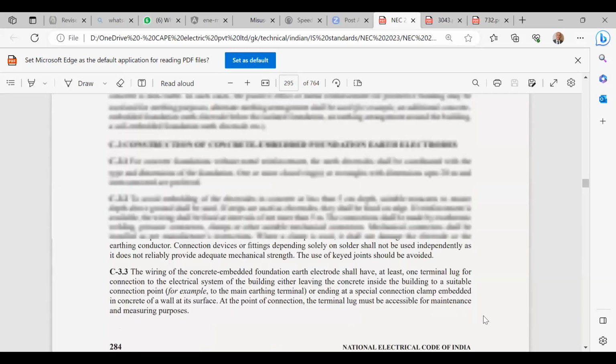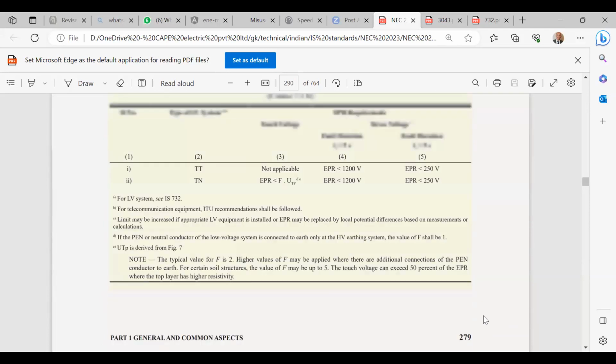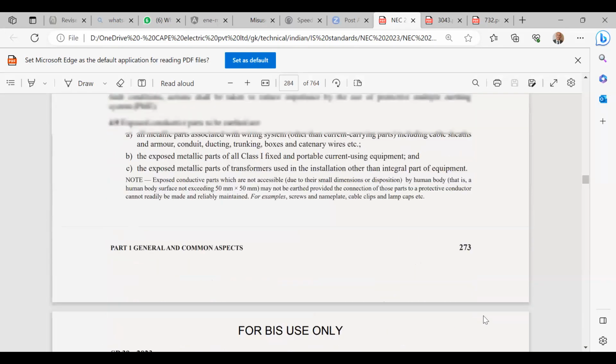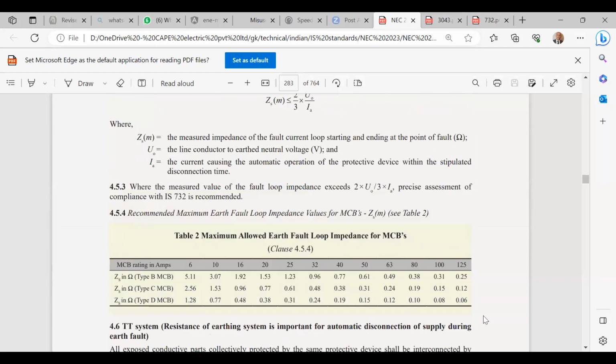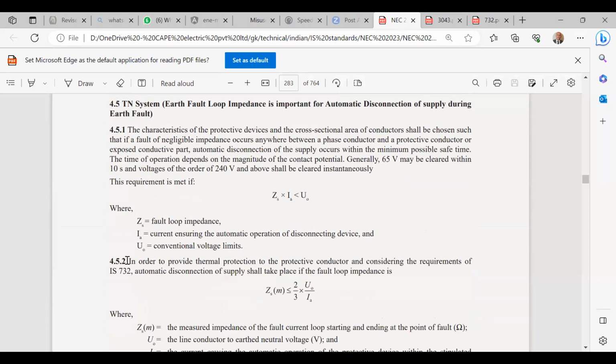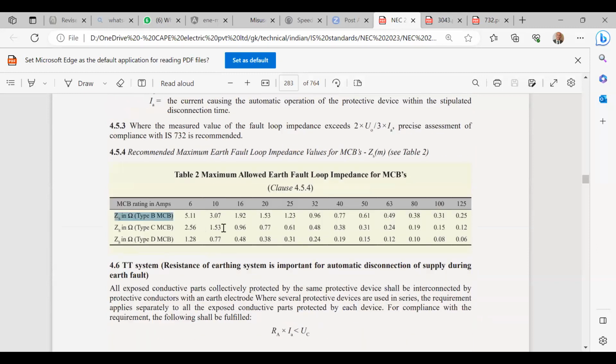Now, another piece of information which somebody asked about, fault loop impedance, is here. I'm scrolling down now, this one. Clause number 4.5 of NEC Part 1 Section 18. You see the TN system. Earth fault loop impedance is important for automatic disconnection of supply during an earth fault. The normal calculations are given. IS 732 asks for a reduced value, which is provided. Then finally, depending upon the MCB, the required fault loop impedances are also given as a table. This is the first time in any of the Indian standards that this information is there. So you can make very good use of this information.